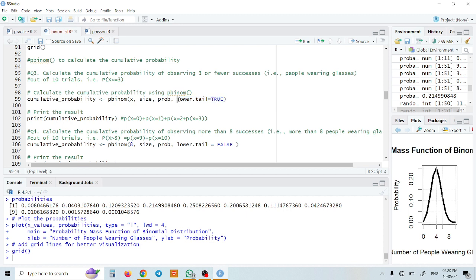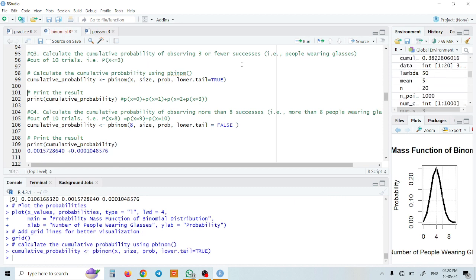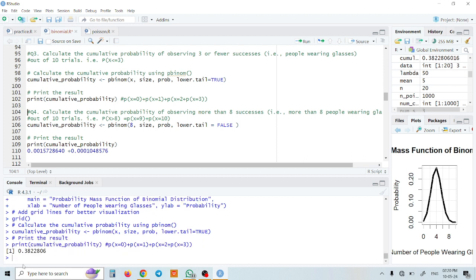This is one of the arguments in the pbinom function. So if you run this, it will give us the probability. Here we can plot this cumulative probability. So this is the probability that 3 or fewer people wear glasses is 38%.